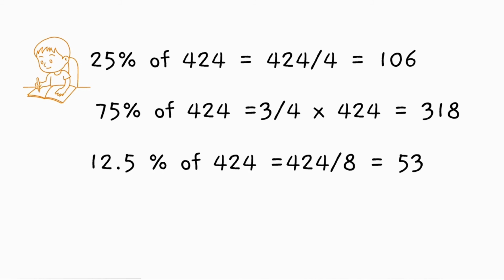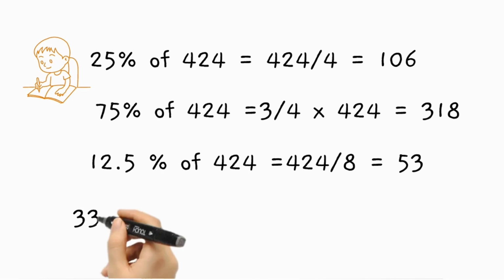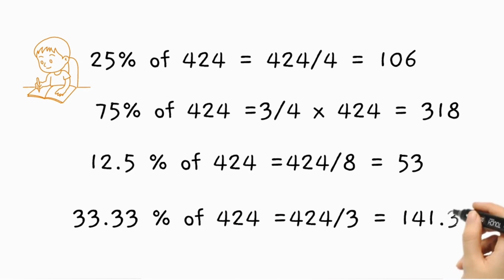Another important percentage that we often use is 33.33%, which is 1/3 of the given number. Here in this example, 33.33% of 424 is 141.33.